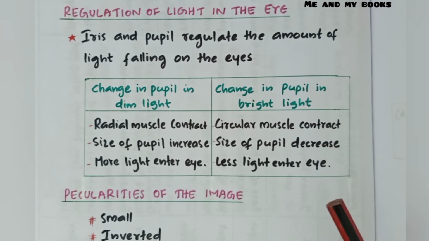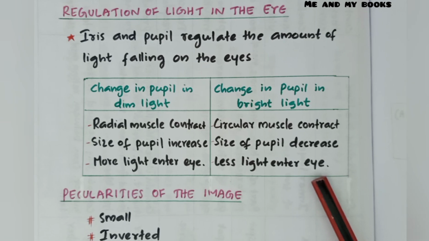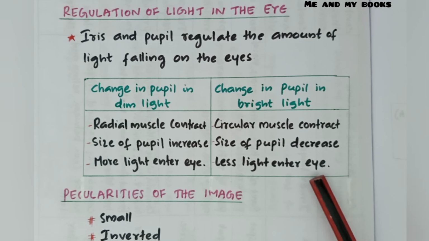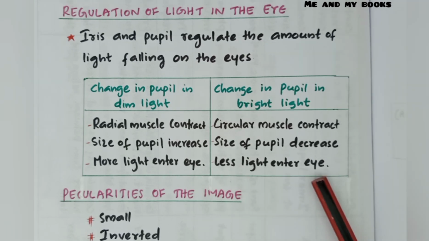Circular muscle contracts, size of pupil decreases, less light enters the eye. As there is bright light, that will be harmful to our eye. So pupil size decreases, so less light enters the eye.